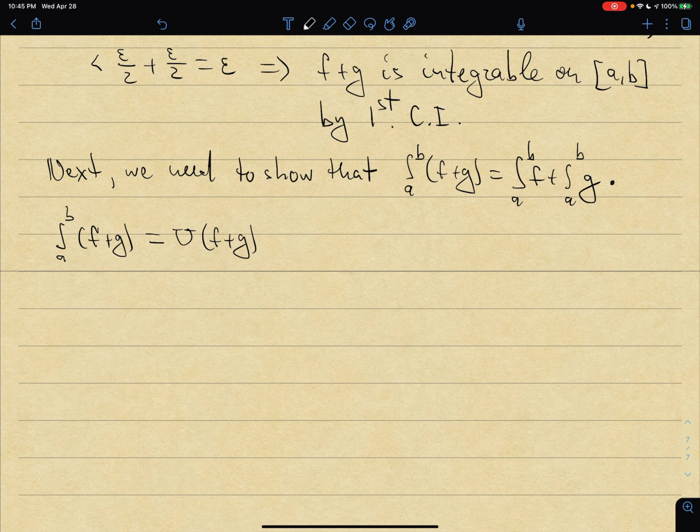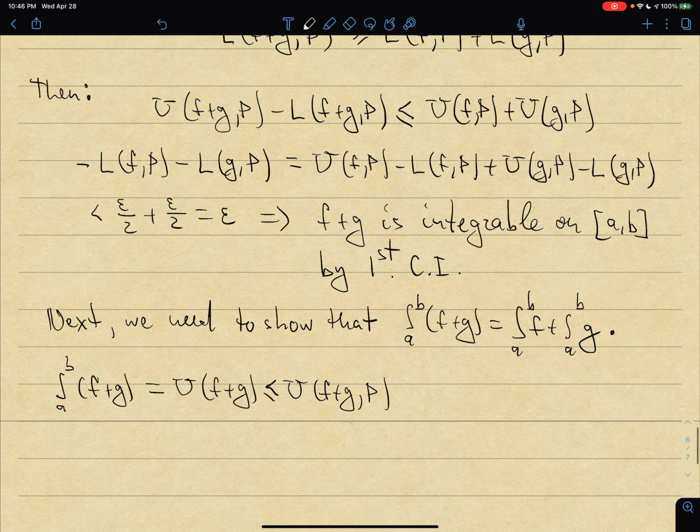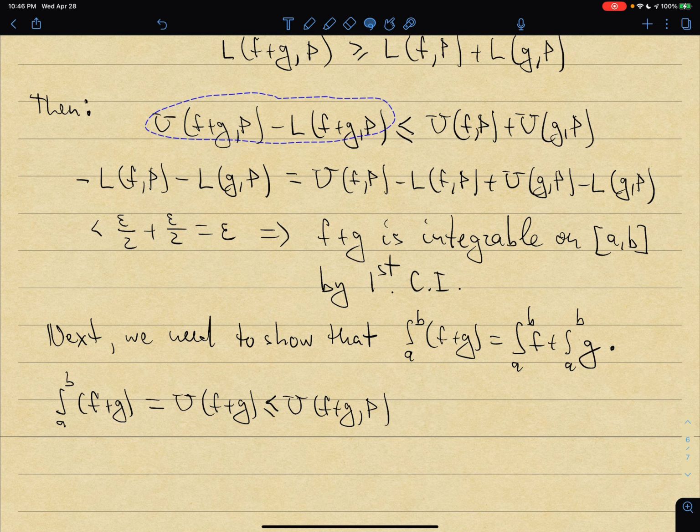Now, who is U of f plus g? That is the upper Darboux integral, which is equal to the infimum of upper Darboux sums. So for my upper Darboux sum of the partition P, that object must be greater or equal than U of f plus g, right? So this is less or equal than U of f plus g, P, right? Because, again, the upper Darboux integral is an infimum of U of f plus g. And what I know about U of f plus g, P from my previous statement is that U of f plus g, P minus L of f plus g, P is less than epsilon, right? So if I solve this for U of f plus g, P, I get U of f plus g, P is less than L of f plus g, P plus epsilon.